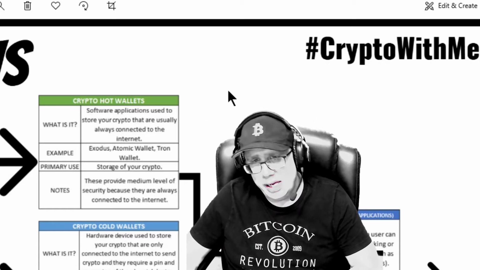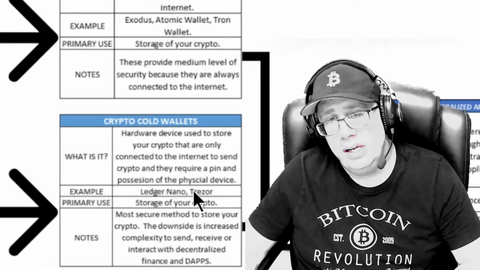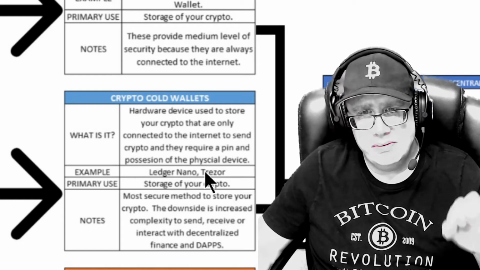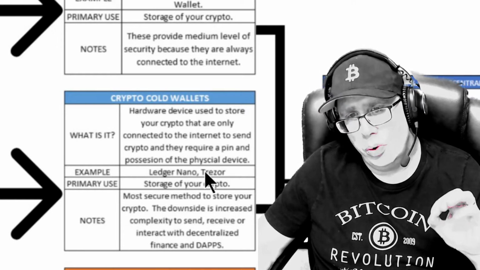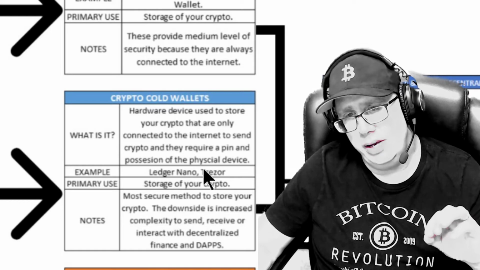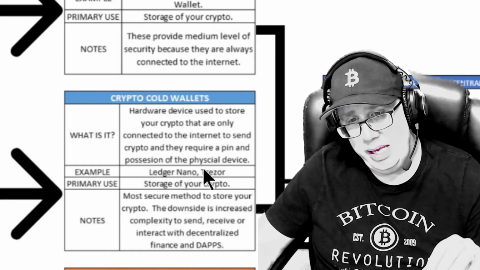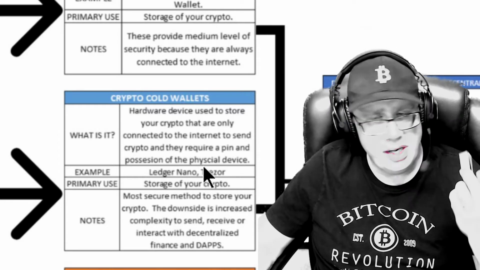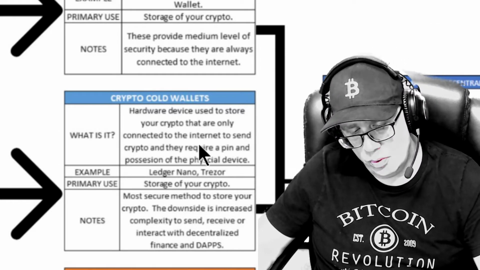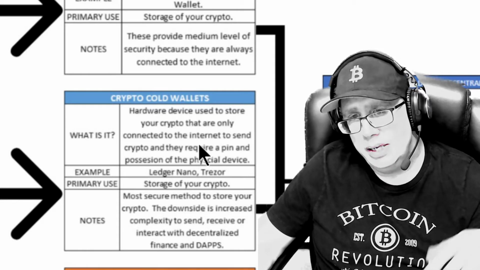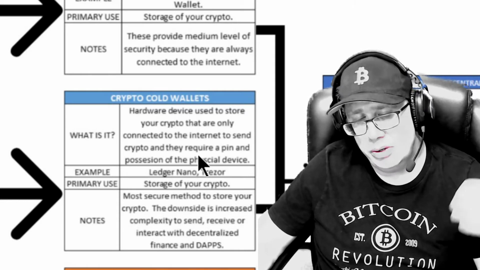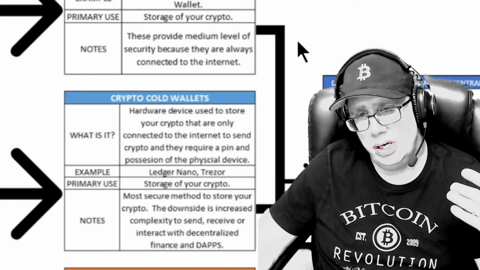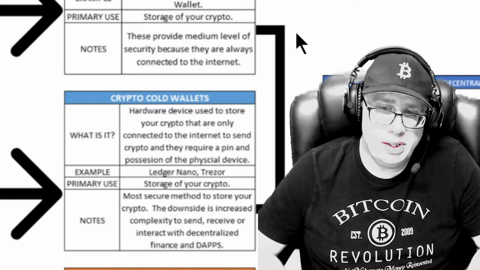Okay, so next we have crypto cold wallets. These are actual physical cold wallets, hardware devices that are used to store your crypto, and they're only connected to the internet when needed, and they require a PIN and possession of a physical device. One such device would be like a Ledger Nano, like this I have in my hand, or a Trezor, or something like that. There's multiple ways, but crypto cold wallets are considered the most secure way to store your crypto.